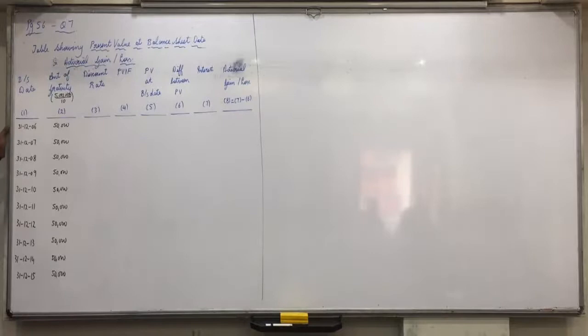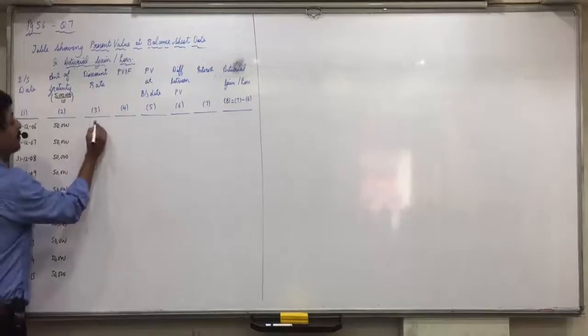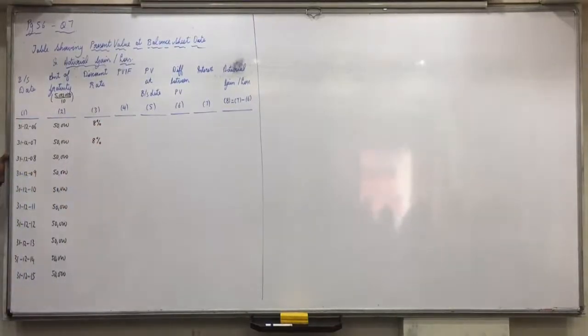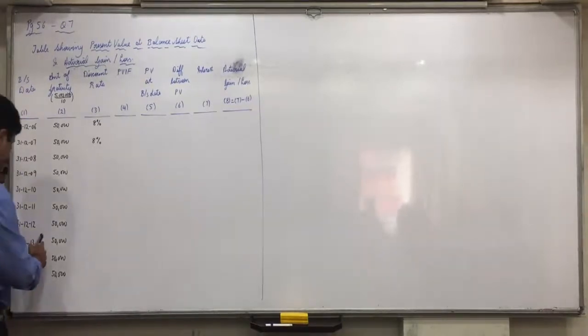Now, what is the rate of discount? Who are still writing up till here? Raise your hand. Now see the discount factors given to you. Last sentence. Consider the discount factor of 8% for the years 2006, 7, 13, 14, 15.